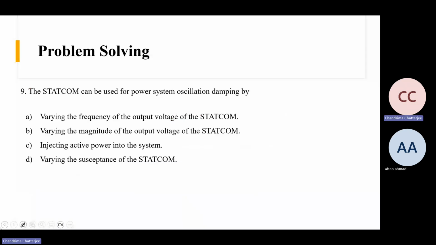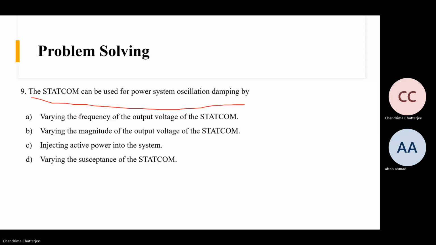The next question. The STATCOM can be used for power system oscillation damping by varying the frequency of the output voltage of the STATCOM, varying the magnitude of the output voltage of the STATCOM, injecting active power into the system, varying the susceptance of the STATCOM. So STATCOM doesn't operate in that way. That is applicable to SVC, where the susceptance is varied. So this is not correct.